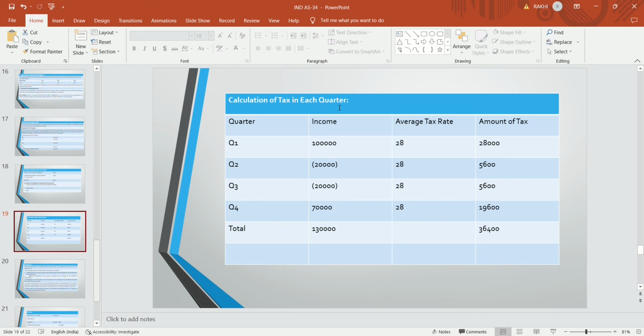In this way we will calculate each quarter-wise tax, and the total annual tax will be 36,400. Quarter-wise the tax will be 28,000 in quarter 1, 5,600 in quarter 2, 5,600 in quarter 3, and 19,600 in quarter 4. In this way the amount of taxes is to be calculated quarter-wise.